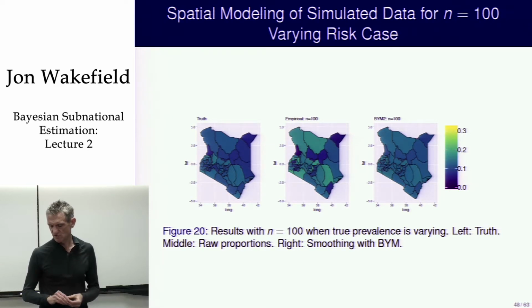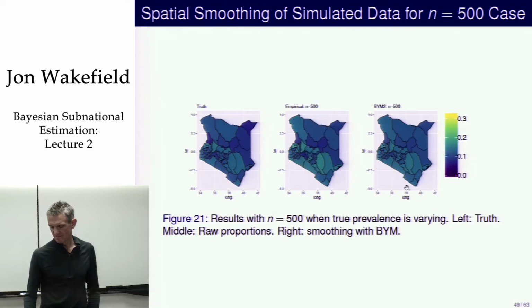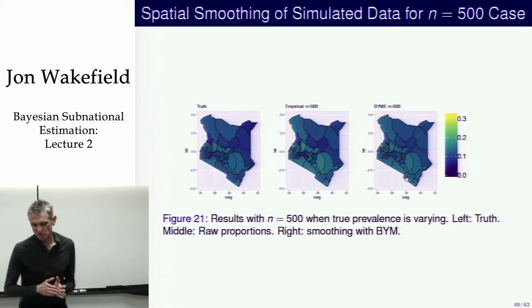So here we've got n equals 100, and now we see that we are getting far closer to the truth. And by n equals 500, it's difficult to distinguish between the left and the right. There are small differences, but it looks like we're covering the true surface.